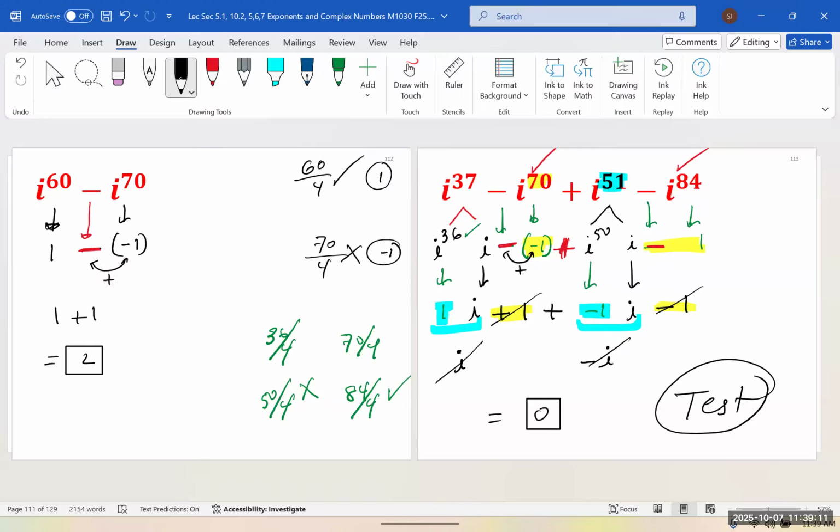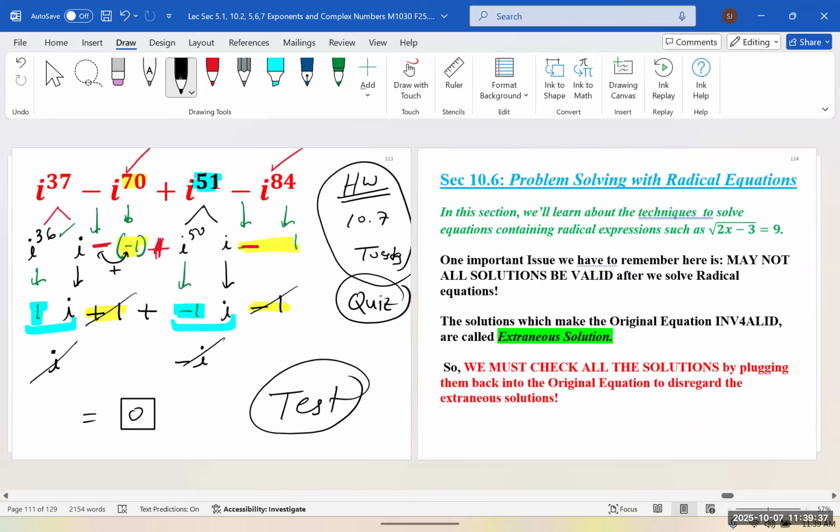So with this, we are done with 10.7. So you are going to have a homework on 10.7 next week, Tuesday. And if it has an individual quiz, then you're going to take the quiz also. And then we'll be left with only one more section, that is 10.6, solving radical equations. But we are going to do that in our next class.